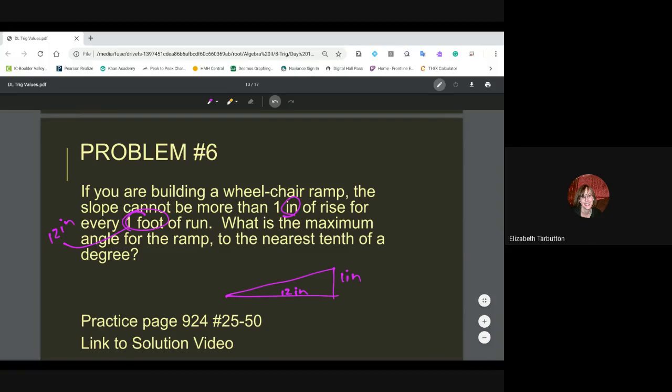And I've actually had to do a similar problem building a wheelchair ramp for my dad. So this is something that actually happens.